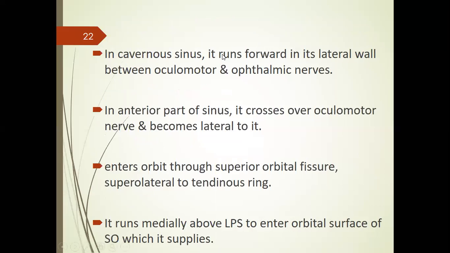In the cavernous sinus, it runs forwards in its lateral wall between the third cranial nerve and the ophthalmic nerve. In relation to the cavernous sinus, it was already discussed. In the anterior part of the sinus, it crosses over the oculomotor nerve and becomes lateral to it, and enters the orbit through the superior orbital fissure, superolateral to the tendinous ring. It then runs medially above the levator palpebrae superioris to enter the orbital surface of the superior oblique that it supplies.